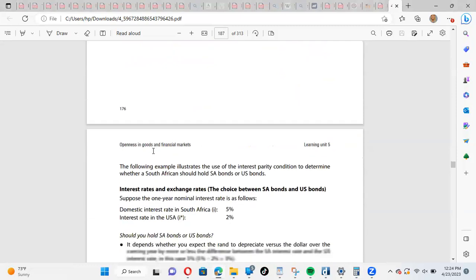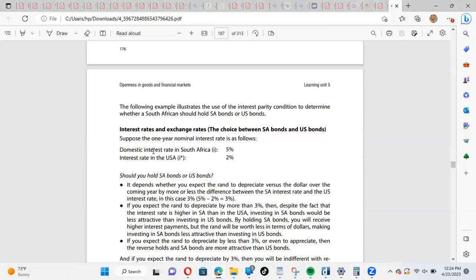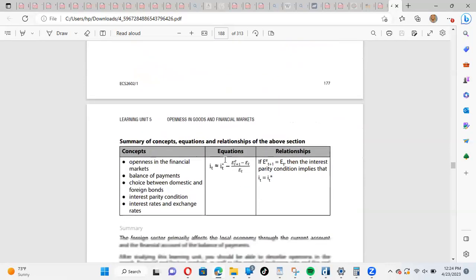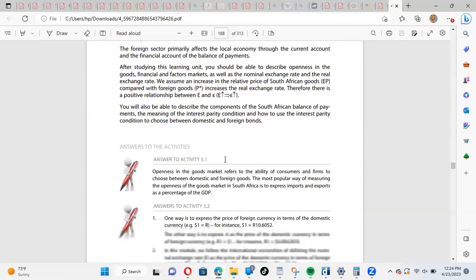So you basically leave that out. So we are basically saying, at the end of the day, what effect does the expected exchange rate have on your decision there? So should you hold an SA bond or a US bond? It depends on whether you expect the rand to depreciate versus the US dollar over the coming year by more or less the difference between these amounts. This is what we are talking about. So you can basically go through that there in your spare time.